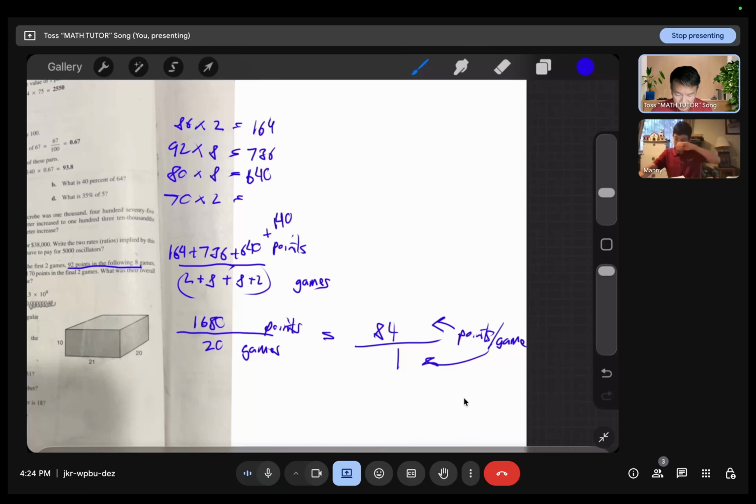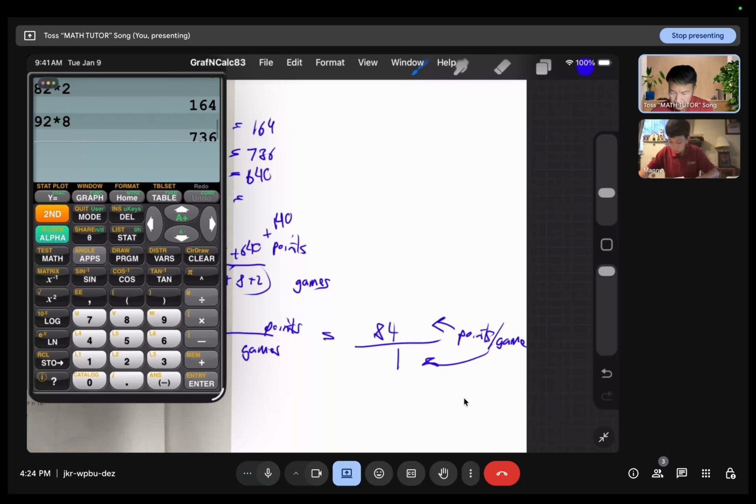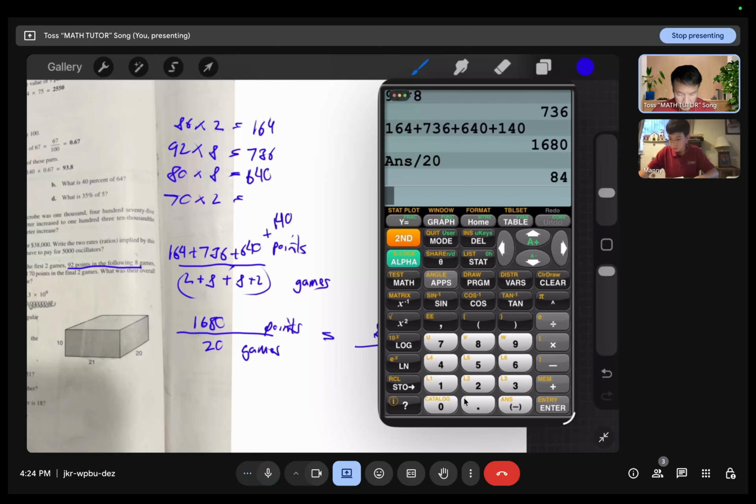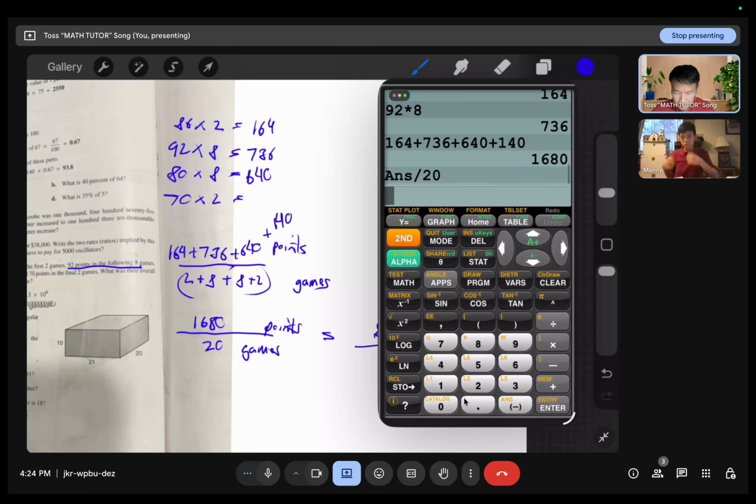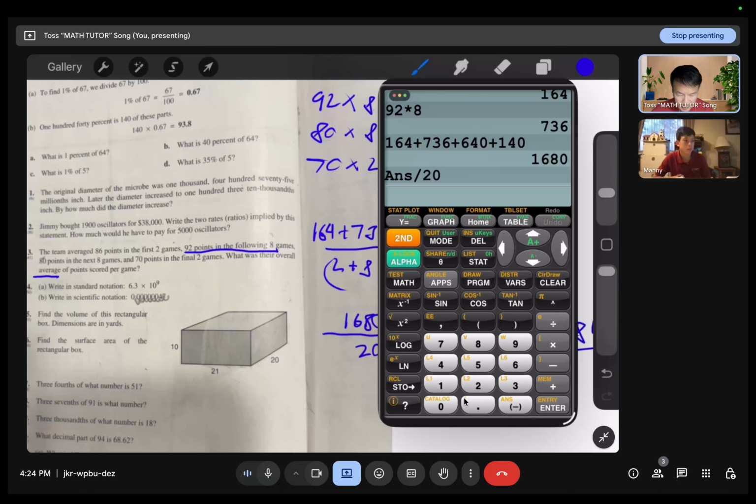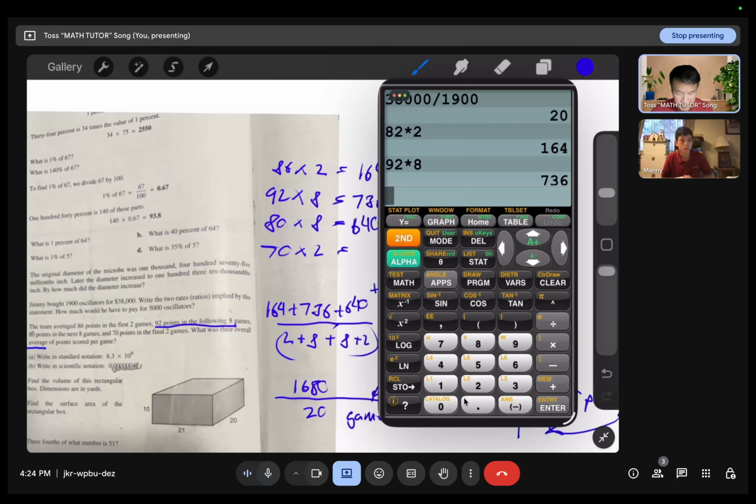Did I punch in 736 correctly? Yeah. Let me bring the calculator. Let me double check everything. 92, 8. Yeah, sometimes I need to double check. It's 86, not 82. See that? So I have to fix that. Sorry, it's 86. It's not 82. So 172 is the first number.